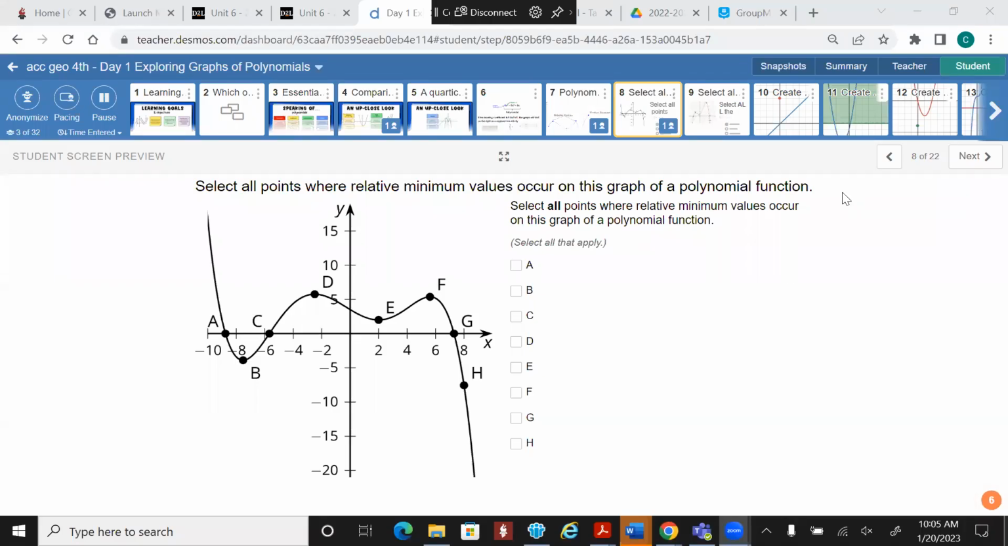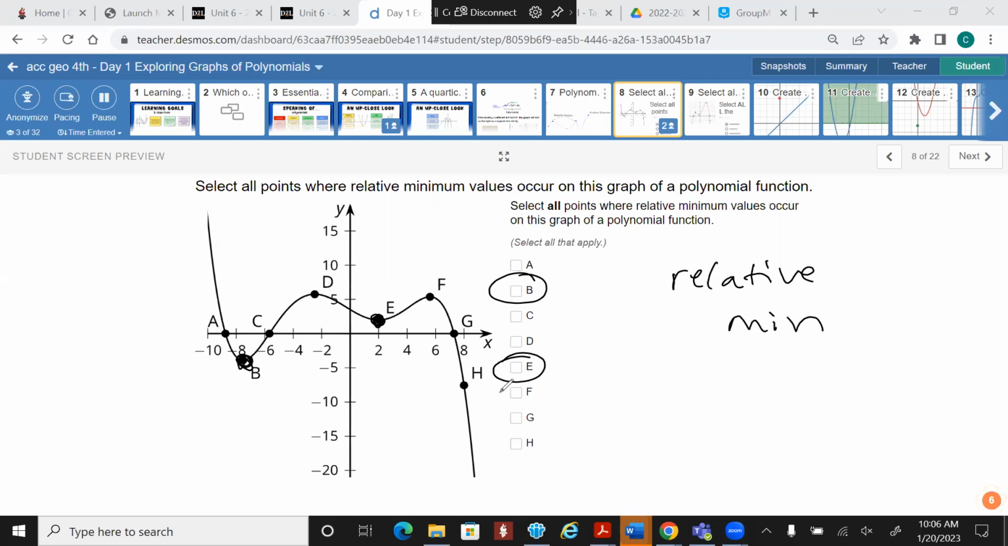Okay, so look at the lovely graph on the board. Select all points where relative minimum values occur on the graph of a polynomial function. Take a moment. Relative minimum. A, C, D. Why are you saying A and C? Okay, and remember, it's a relative minimum. So what's the down? B. And then, okay, cool. That's it. We're done.